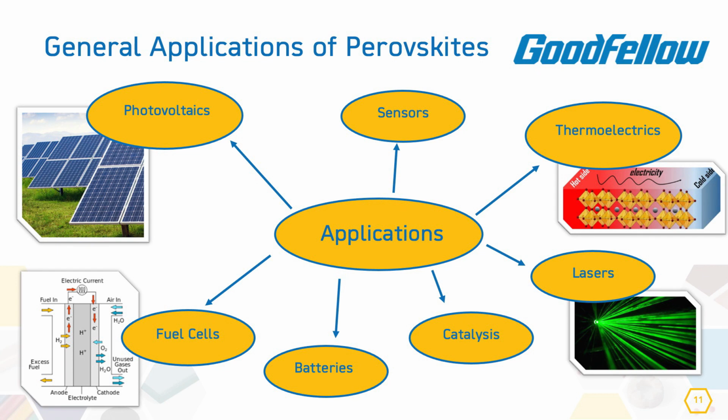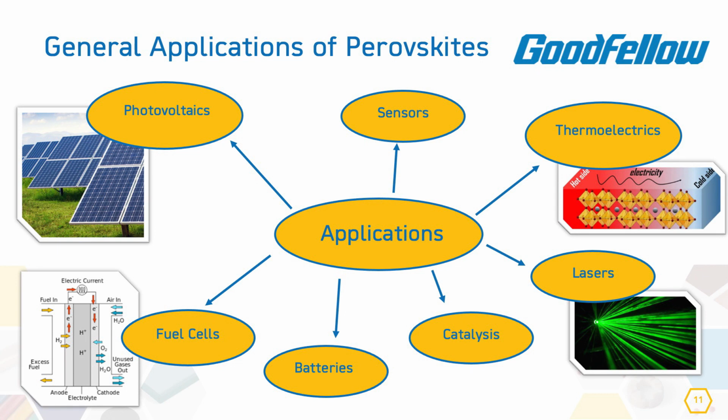So specifically for pressure and movement sensors, perovskites have a property called piezoelectricity, and this is where they can produce a voltage in response to a physical force. And I'll go more into detail of this in the coming slides, but because of this property, perovskites are very actively researched for their sensing properties.